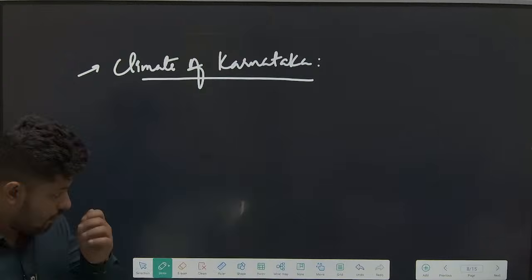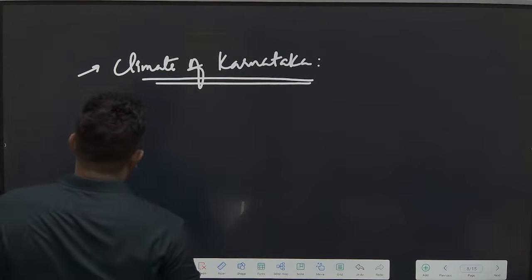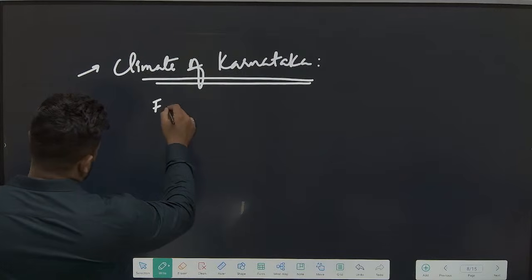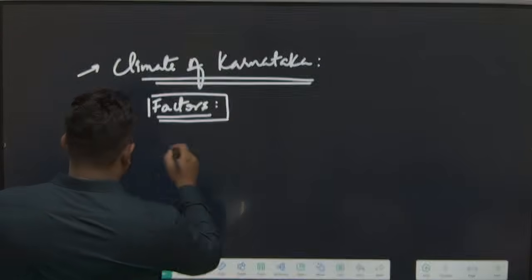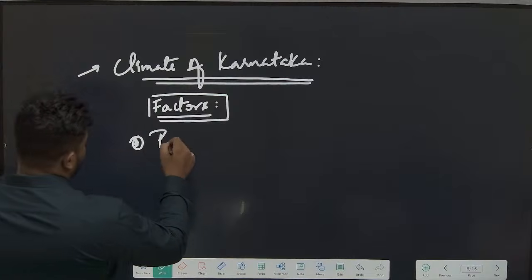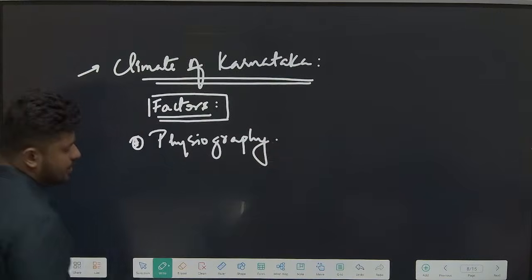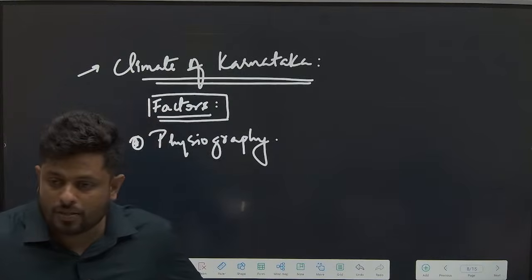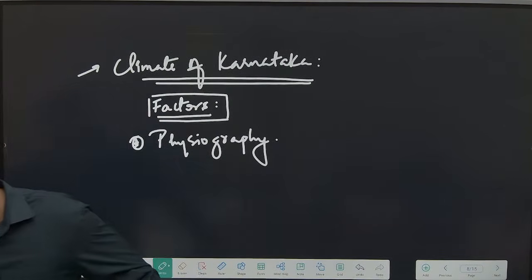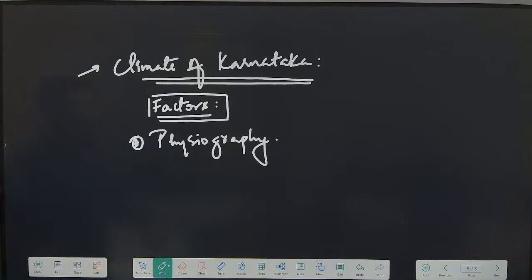First of all, let's try to understand this. Karnataka's climate is regulated or influenced by some factors. Is there a relationship between physiography and climate? Absolutely. The physiography of Karnataka is influencing its climate. True or false? Yes, because of the presence of the Western Ghats, you know how rainfall patterns can be changed, isn't it? Because of the presence of elevated features, the rainfall pattern can be changed. So no doubt physiographic feature is one.